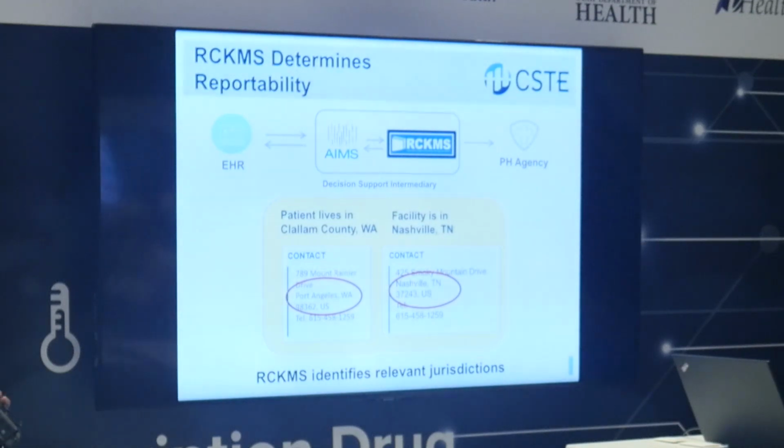RCKMS then processes the EICR to determine whether it is a reportable condition. RCKMS first looks at which jurisdictions the ECR will go to. It looks at the patient address and sees that the patient is in Calhoun County, Washington, and where the care was provided, which was in Nashville, Tennessee. Because these two addresses are different, RCKMS will run the rules for both jurisdictions.